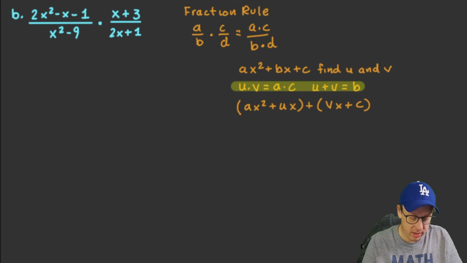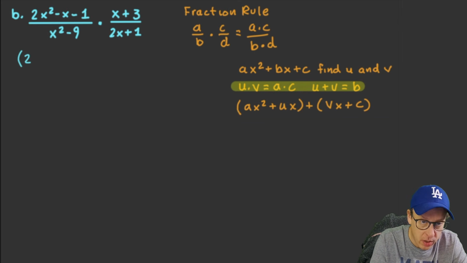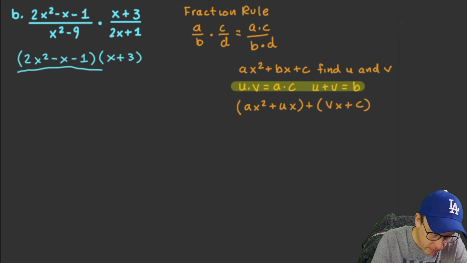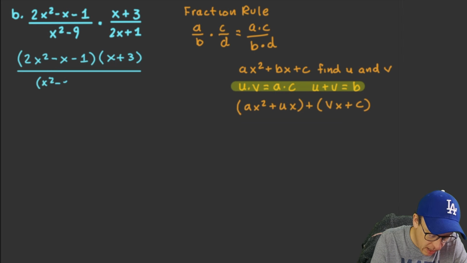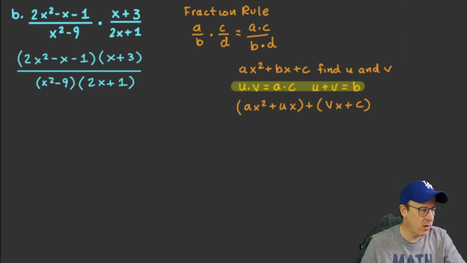Alright, so what color do we want? Let's just keep the light blue. So we'll then be able to simplify this to x squared minus x minus 1. And we can just multiply x plus 3 to it like this. And x squared minus 9, 2x plus 1. And let's work on the 2x squared minus x minus 1 value here first.